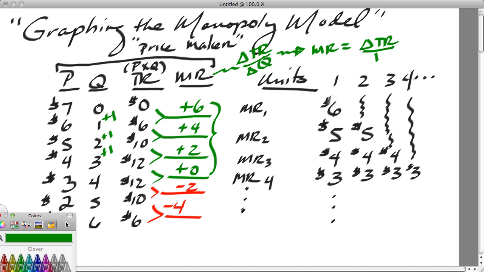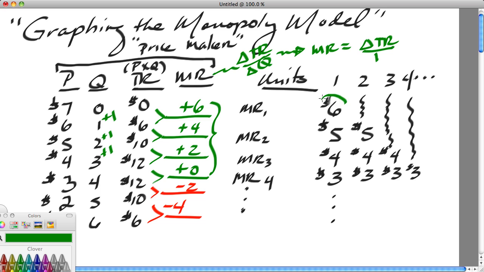Look at the next one. You're selling the fifth unit for $2, and yet the marginal revenue on the fifth unit is minus $2. What is going on? Well, let's explain that. Let's take a look at that. And I've set a little table up here on the right to help us understand this a little better.